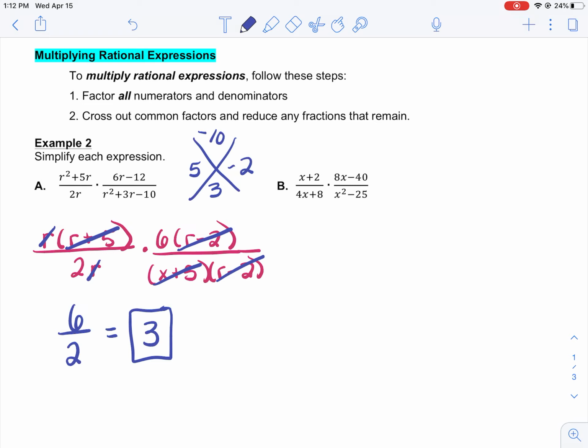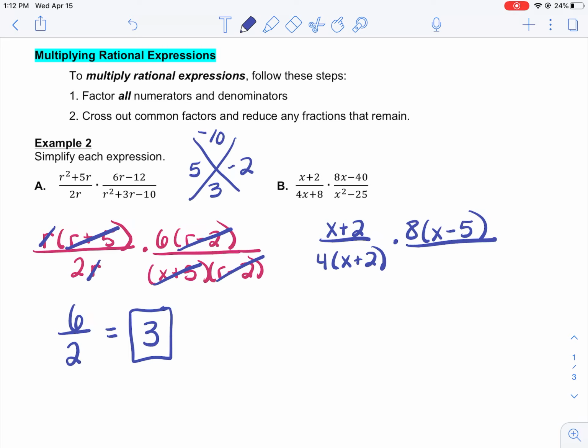Okay, so for the next one, again, we're multiplying, and so we're just going to factor everything we can. Okay, so we can't factor the x plus 2, so I'm going to leave that x plus 2. But then 4x plus 8, I can take out a 4, and I'm left with x plus 2. And then for 8x minus 40, I can take out an 8, and I'm left with x minus 5.